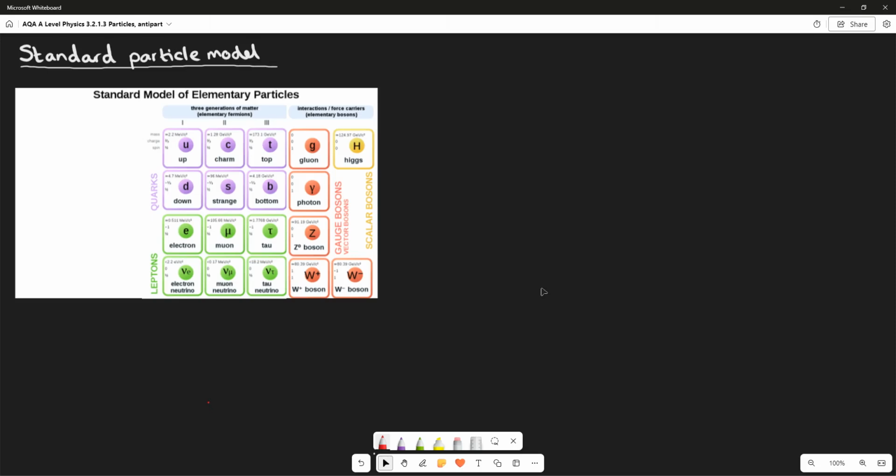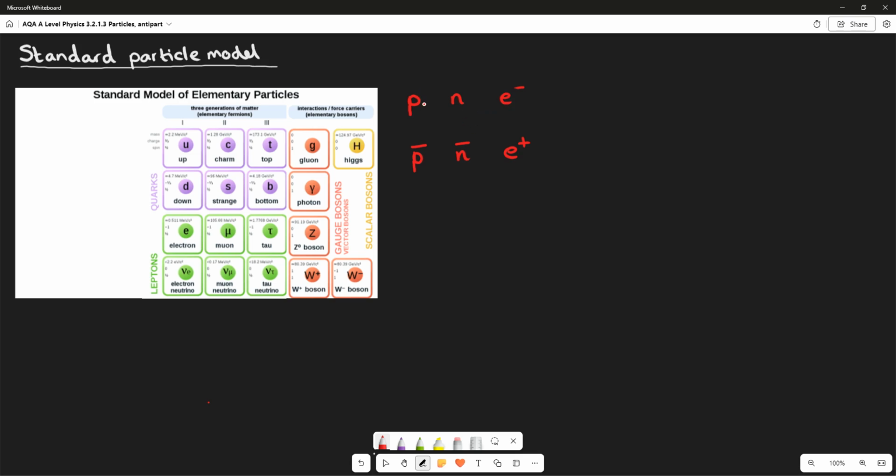Welcome to particles, antiparticles and photons. So we've looked so far at the subatomic particles, the proton, the neutron and the electron. All of these have their own antiparticles. There is the antiproton, there is the antineutron and there is the positron. And wherever possible, the properties of the antiparticles are opposite to the properties of the normal particles.